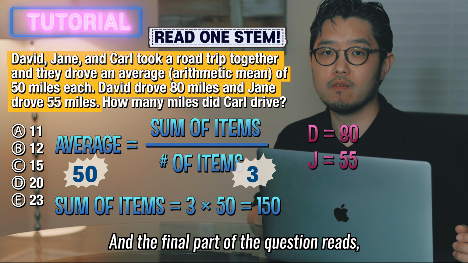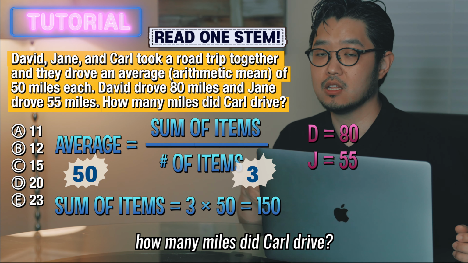And the final part of the question reads, how many miles did the car drive? So we want to find the value of a car's miles driven. Because we already know the sum of 3 people's miles driven, which is 150, just subtract 80 and 55 from it. But wait, this is the GMAT. We get rewarded for better reasoning.